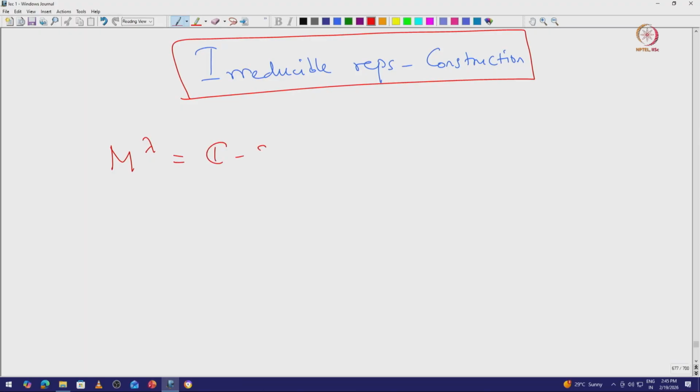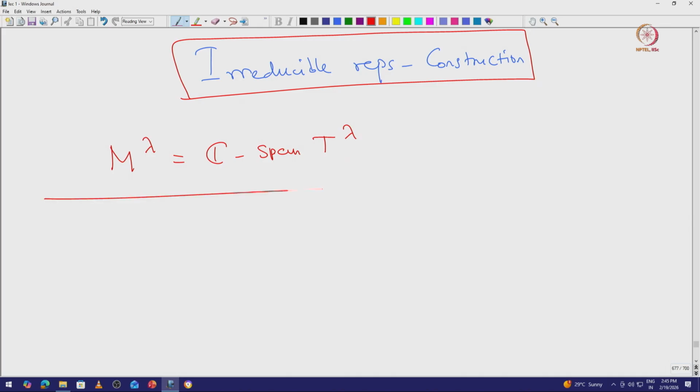Welcome back everyone. In this lecture I am going to actually construct irreducible representations of the symmetric group. For that, recall the construction of M^λ. M^λ is nothing but the C-span of all the tabloids T^λ. Now what we are going to do is define some linear operators acting on this space M^λ.